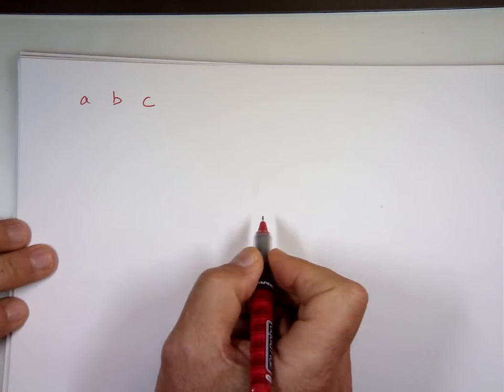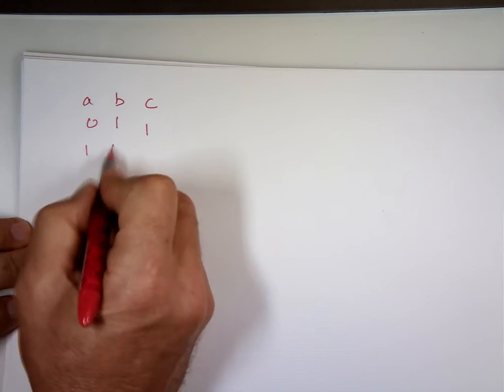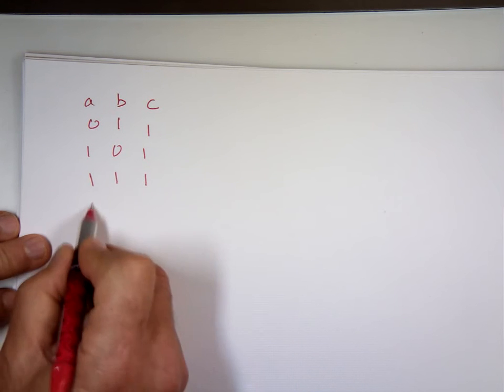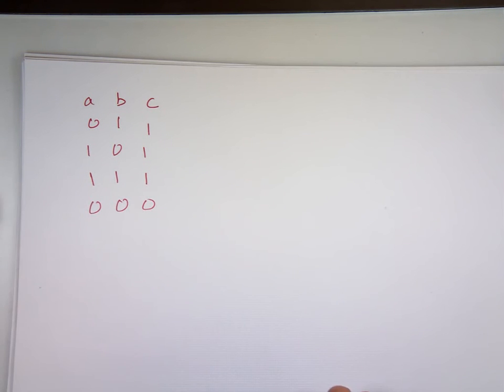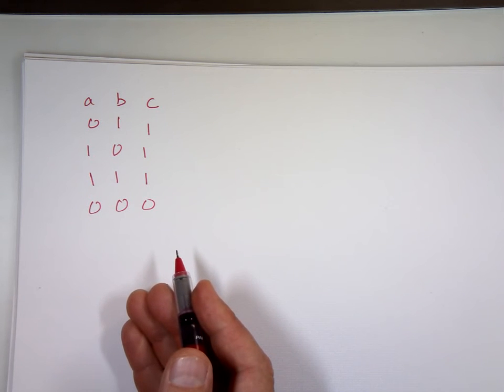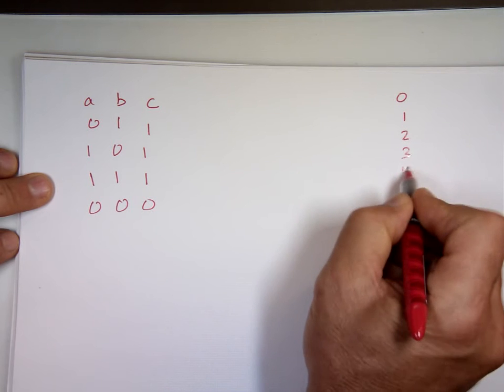So I can actually go crazy with it. I can go A, B, C. I might go 0, 1, 1. I'm going to start with that. And 1, 0, 1. And 1, 1, 1. And 0, 0, 0. I'm not following any pattern. When you have 3 variables, that's 2 to the third, which is 8. So I need to cover 0, 1, 2, 3, 4, 5, 6, 7.